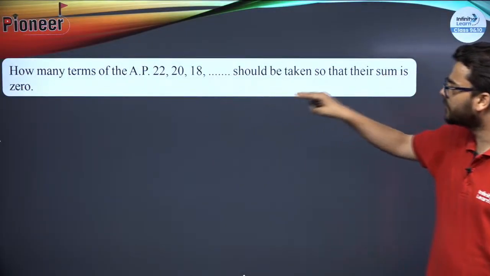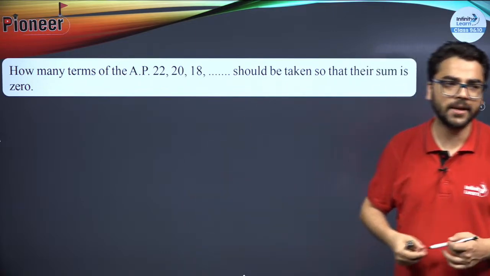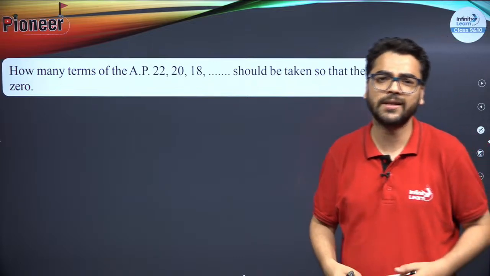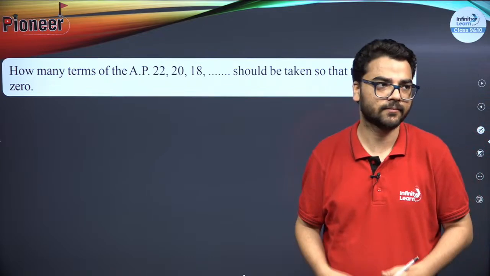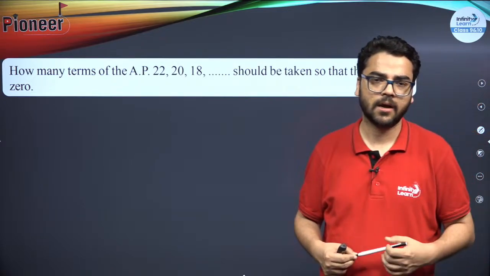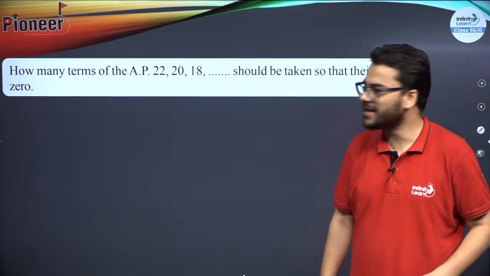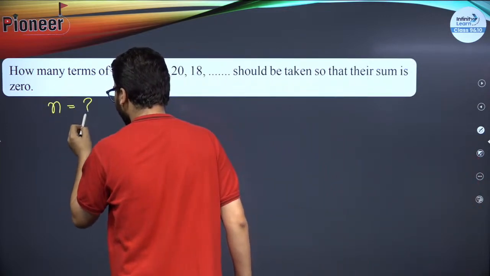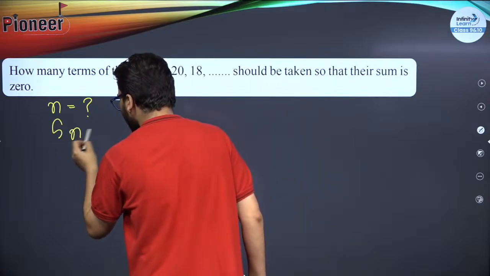How many terms of this AP should be taken so that their sum is 0? How many terms should be taken so that the sum is equal to 0? Can you try doing this one and let me know the answer? Try doing this one, guys. How many terms means the number of terms is being asked. n is being asked over here. And what are the things given? You see, Sn is given to be equal to 0.